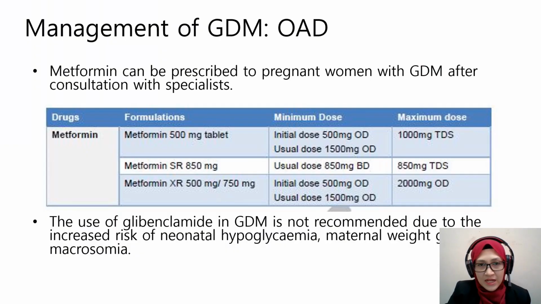For the metformin, the initial dose can be 500 milligram OD. It can be increased up until 1500 milligram OD. And we can also use SR or XR. It's either BD or OD. And for the use of glibenclamide, it's not recommended because of the poor safety profile.